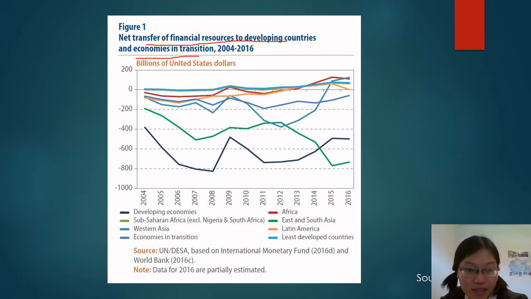For example, you can see here the green color refers to East and South Asia. It becomes more and more negative over the years from 2004 to 2016. And almost all of them are below 0, apart from the red color, which is Africa. So there's a little bit more money flowing into Africa than money flowing out of it, but definitely not so for East and South Asia.